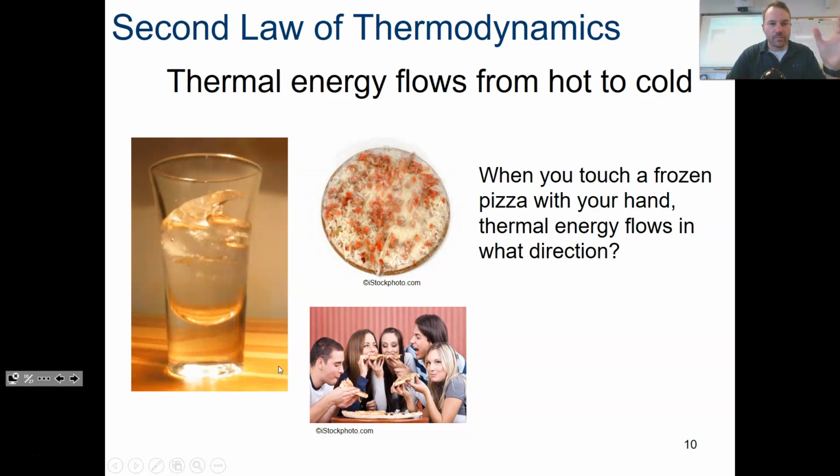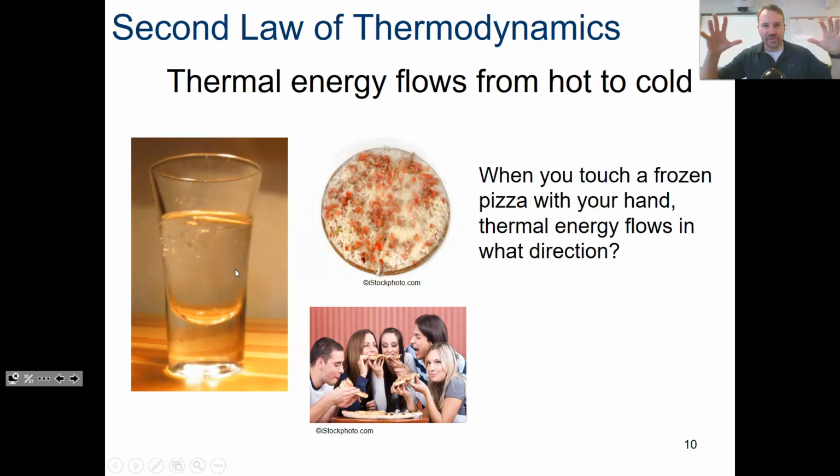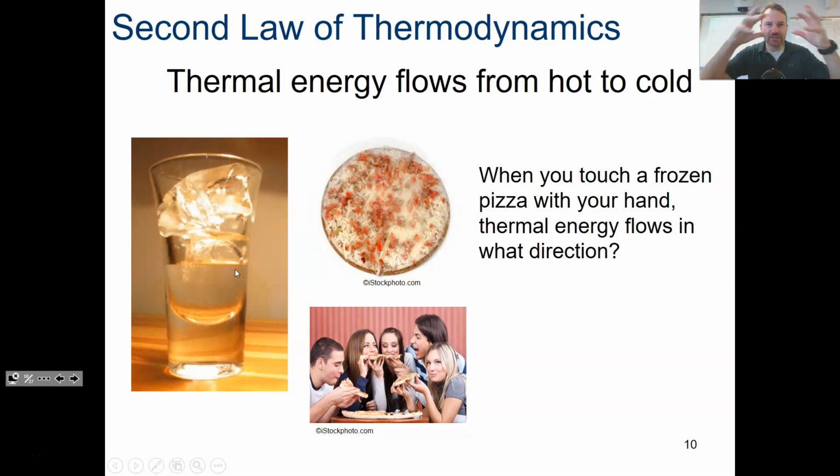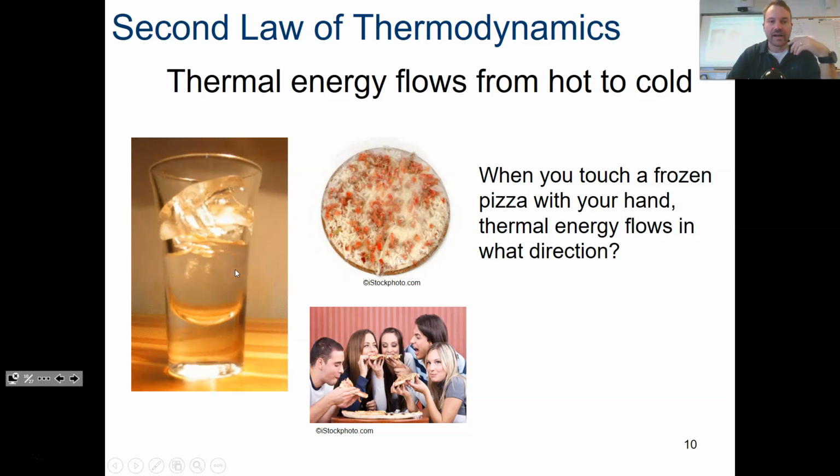So, for instance, you've got ice cubes. People are like, oh, ice makes my drink cold. No, really what's happening is the heat from your soda or water is going into the ice, so it's losing its heat, which makes it cold. It's going from hot to cold.